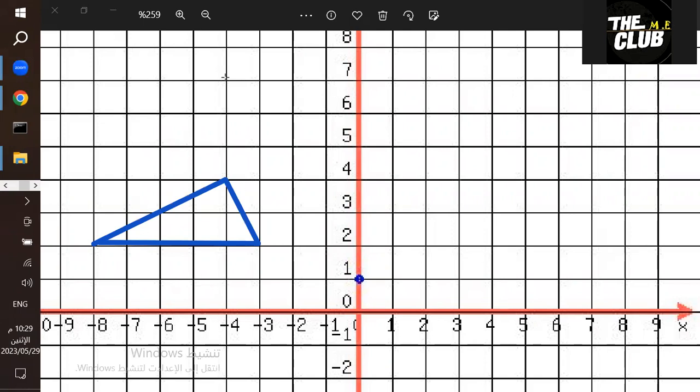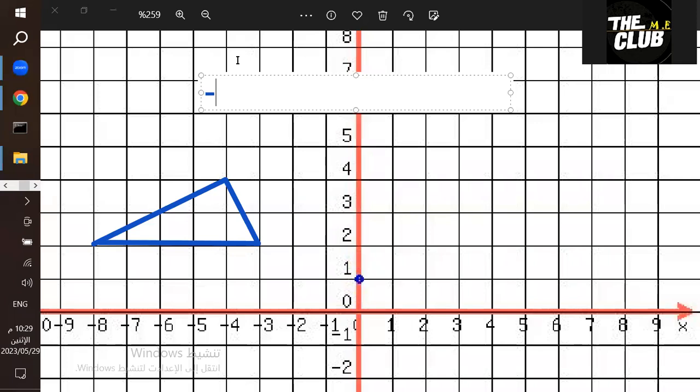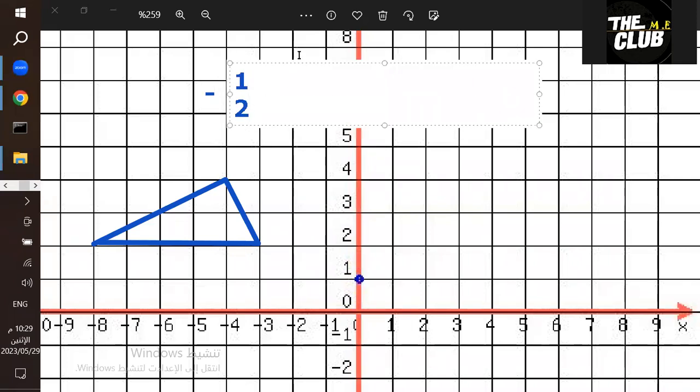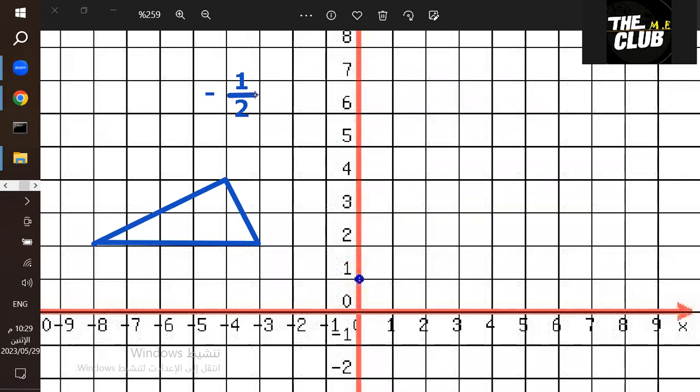Most of the questions on enlargement are a bit tricky. They're not direct. They won't say enlarge by a scale factor of 2. Most likely it comes as a fraction and negative. Okay, let's do a negative half. If the scale of enlargement is negative, focus with me. How do we do negative half?